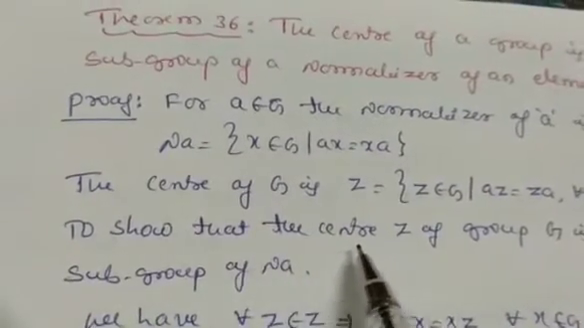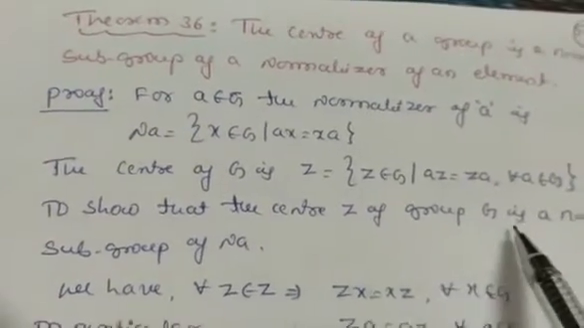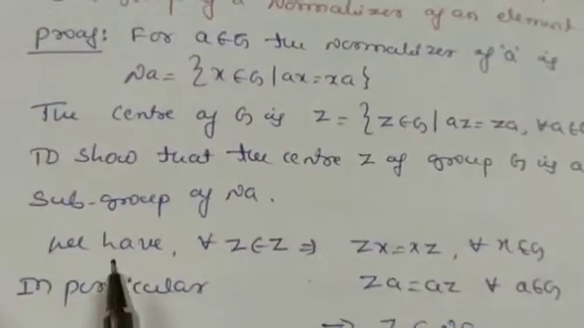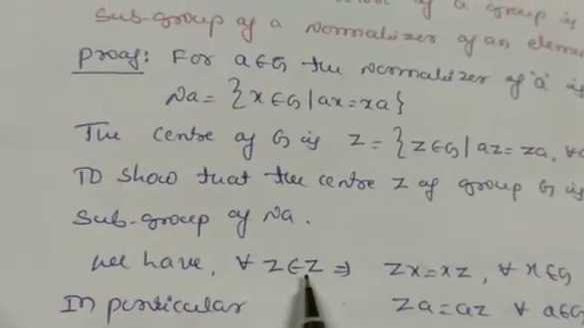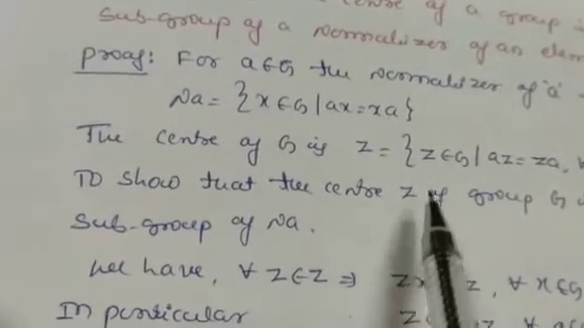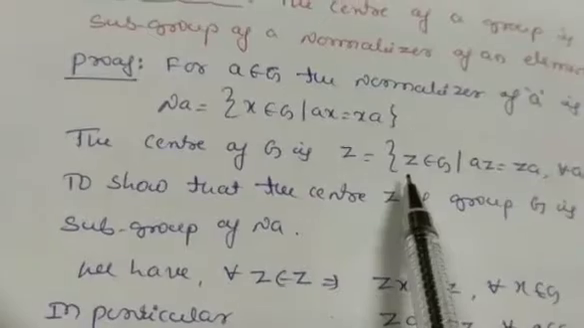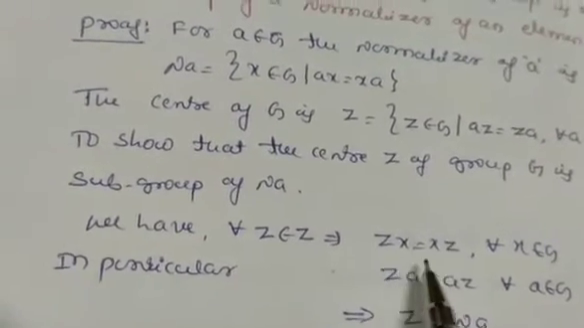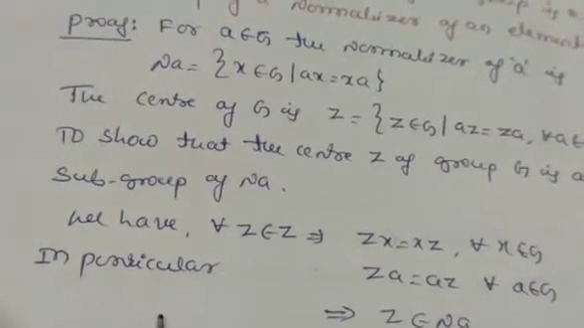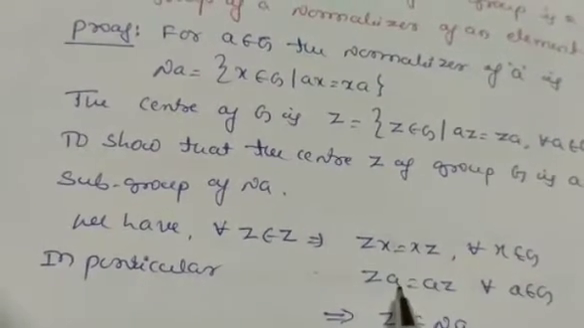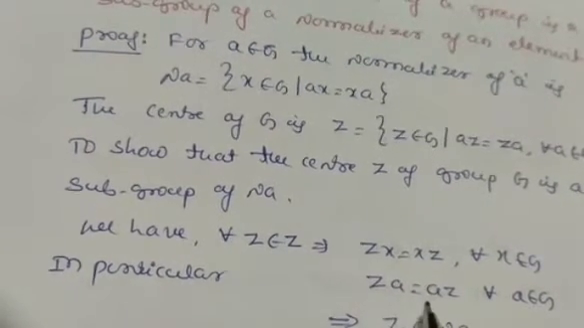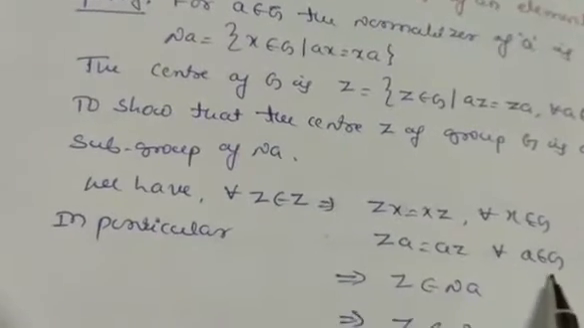To show that the center Z of group G is a normal subgroup of N(a), we again have for all z belongs to Z: z into x is equal to x into z, because we know from the definition of the center Z that zx = xz for all x belongs to G. In particular, in place of x we can take a also, because a is also an element of G. So this implies za = az for all a belongs to G.